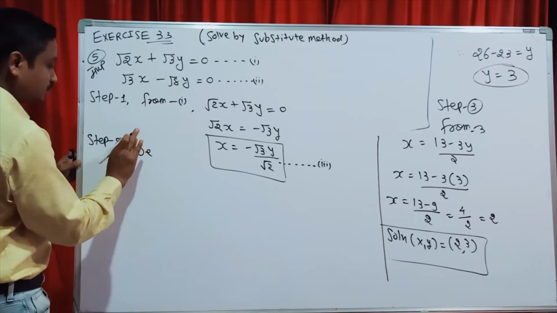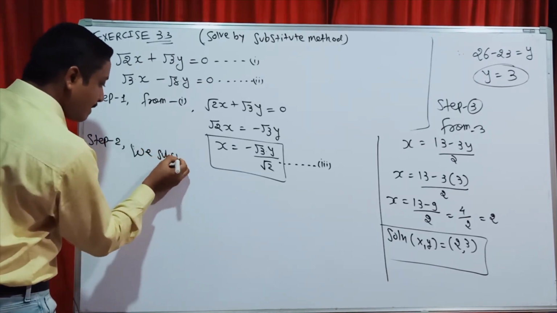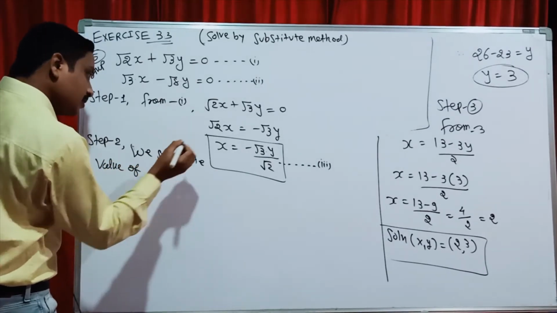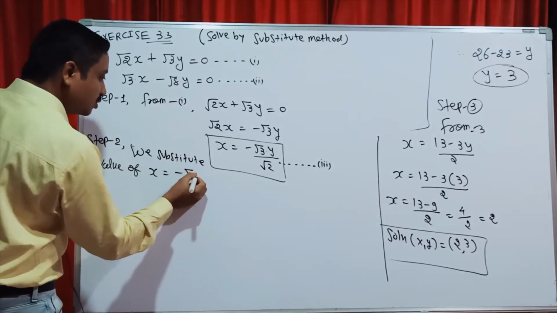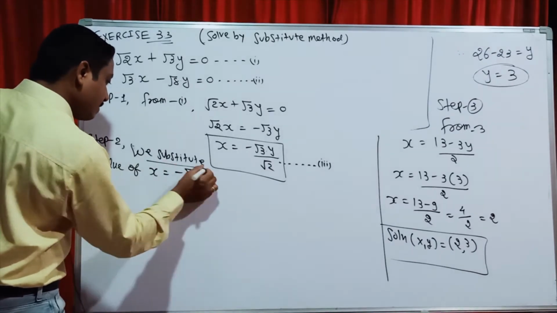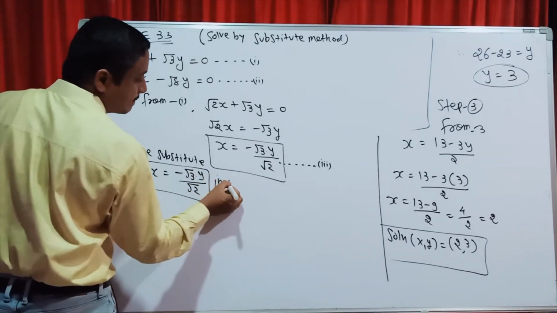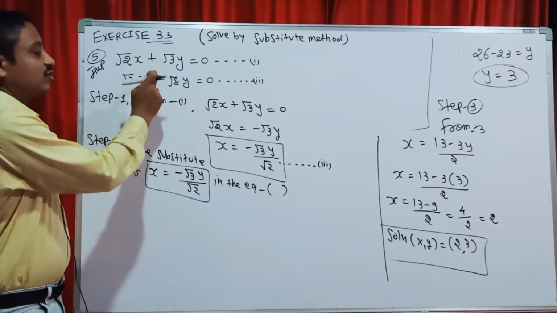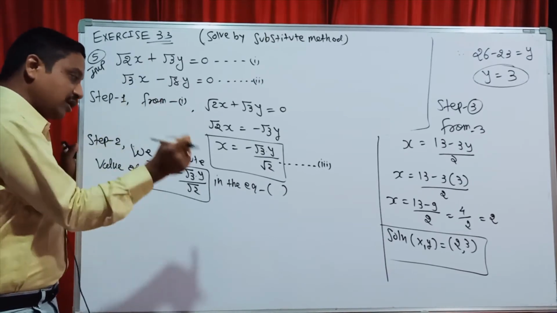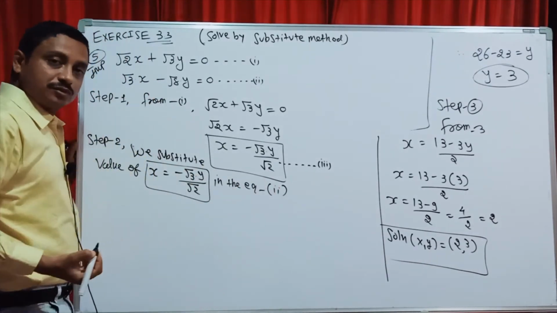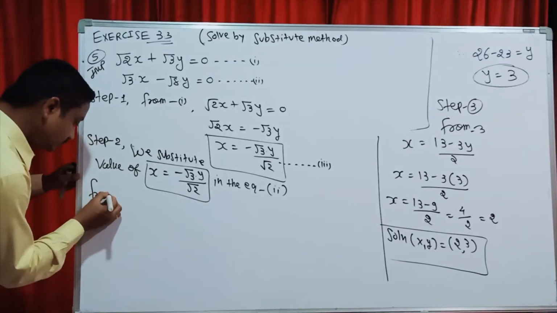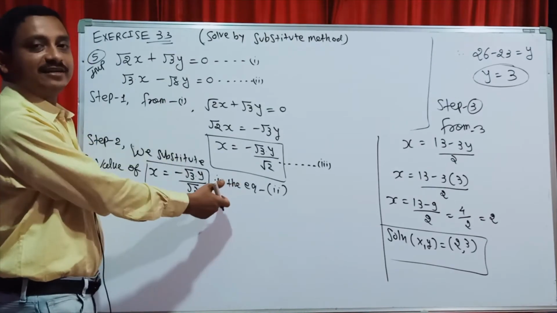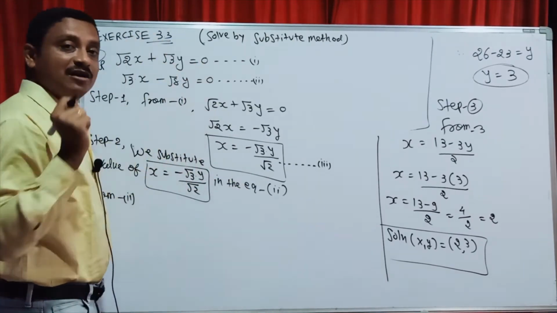We substitute the value of this x, which is equal to minus root 3y by root 2, in the equation number, yes, which equation? I started from equation number 1. So substitute in equation number 2. So from 2. Students, I hope your method is understood properly. First utilize, then apply in second. Then second utilize, then apply in the first.